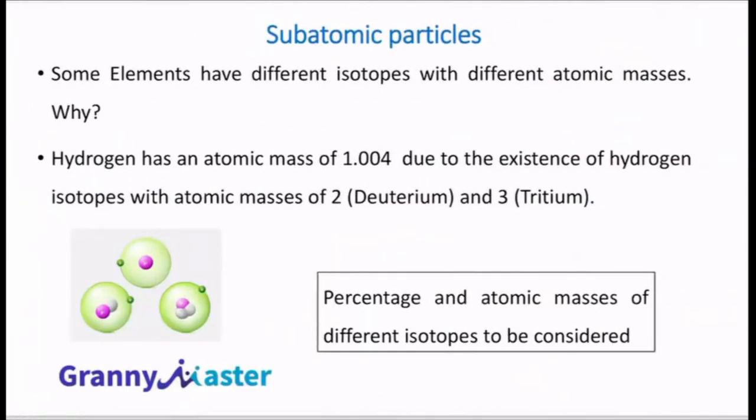So if you add the number of protons and neutrons, we should get the mass number. Then why is the atomic mass or mass number sometimes given like this, 1.004, not an integer? If the mass number is the sum of protons and neutrons, then definitely it should be an integer, right? Then why is it not an integer? Why is there a decimal term associated with the atomic mass?